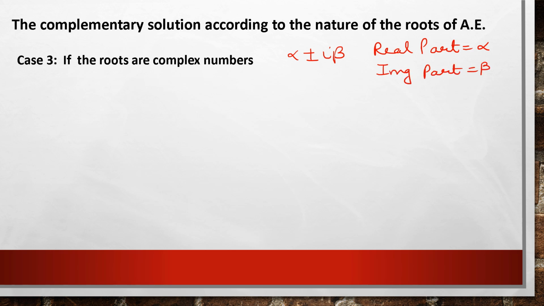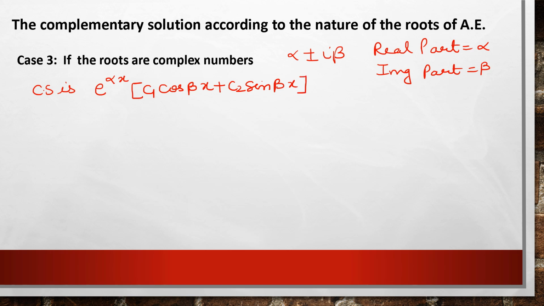Now how to write the complementary solution for this? The complementary solution is e power real part. What is the real part? Alpha. Alpha into the independent variable, that is x. C1, the first constant, cos imaginary part. What is the imaginary part? Beta. Beta into the independent variable x, plus C2 sine imaginary part, that is beta into x. Okay, this will be the solution.